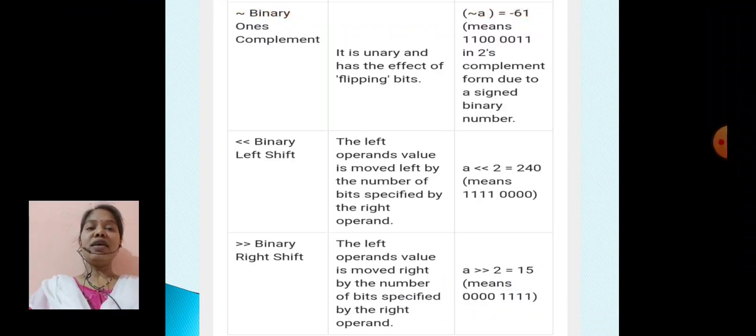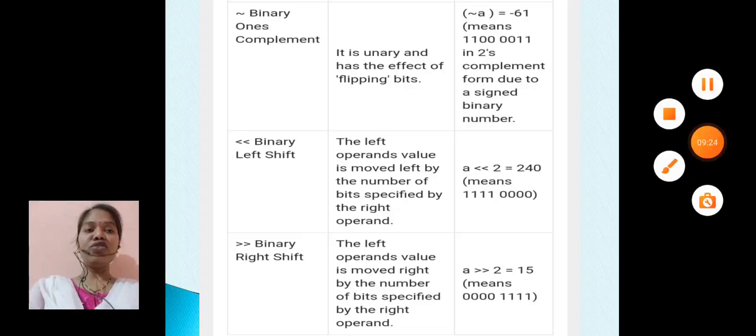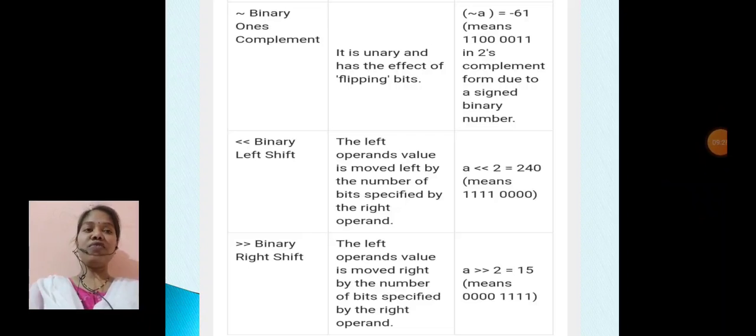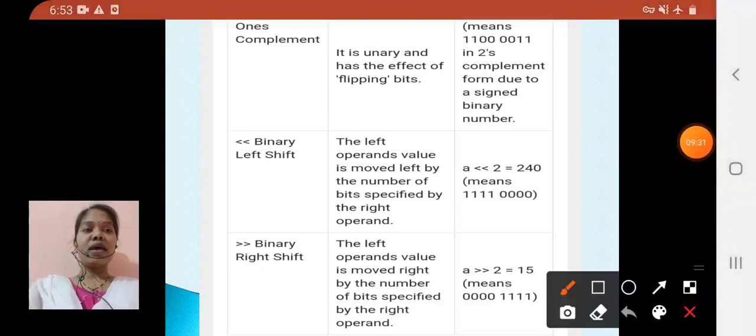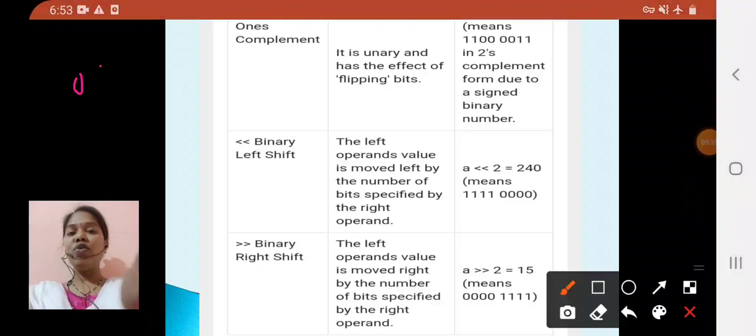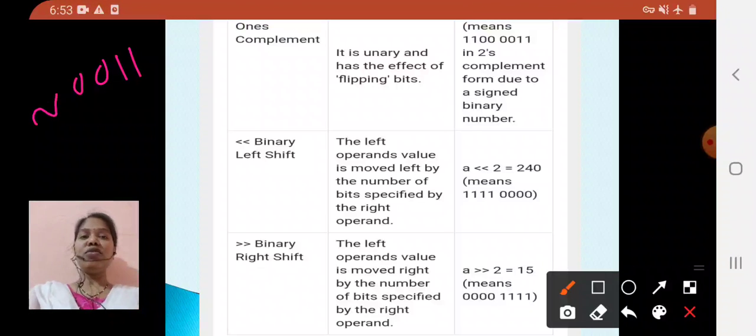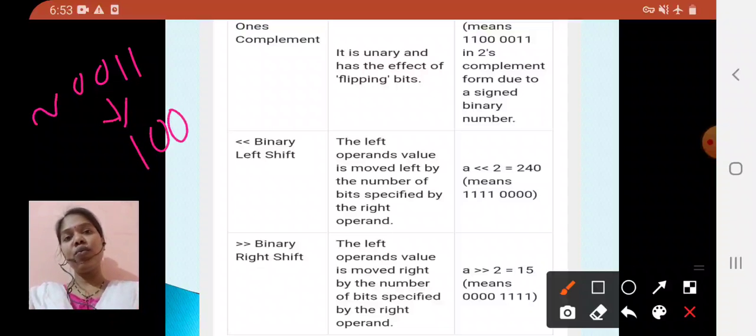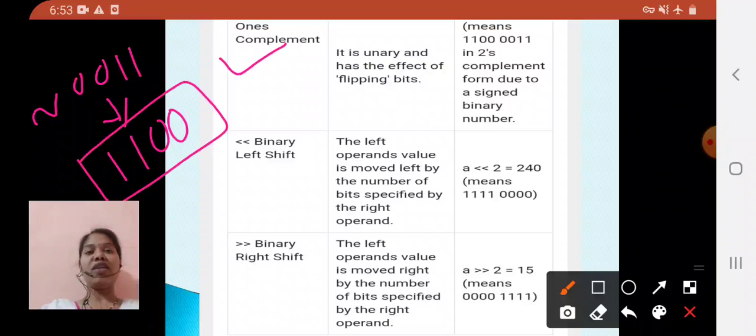Next is the ones complement, meaning it will invert the numbers. Okay, so its opposite is represented with the help of the negation. Meaning, suppose your result is 0 0 1 1, if you are applying the negation, the ones complement, then this will turn to 1 1 0 0. So this is your result in case of the negation operation that is called the ones complement of the number.